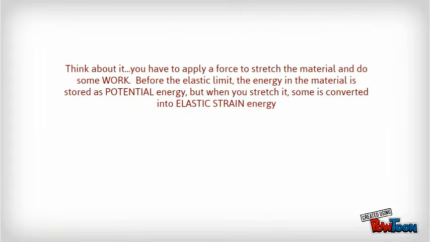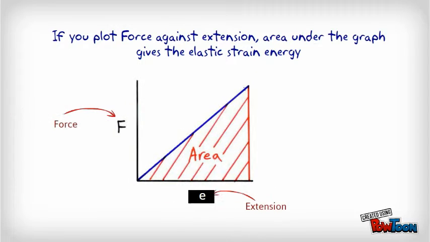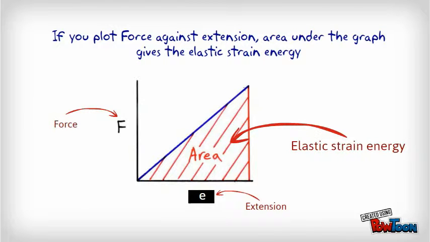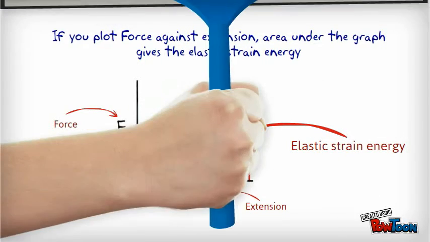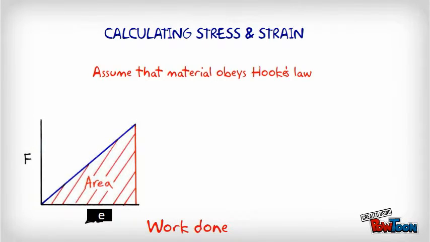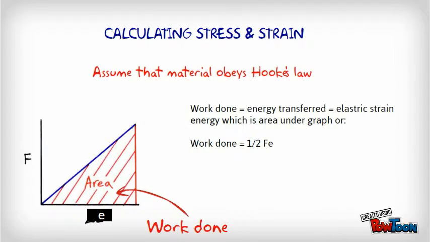And if we plot a graph of force against extension, then the area under the graph will give us the elastic strain energy. If we take that a little further and we assume that the material obeys Hooke's law, then we have the following graph. And we can say that the work done is equal to the energy transferred, which is equal to the elastic strain energy, and that's the area under the graph, which then becomes quite easy to calculate.